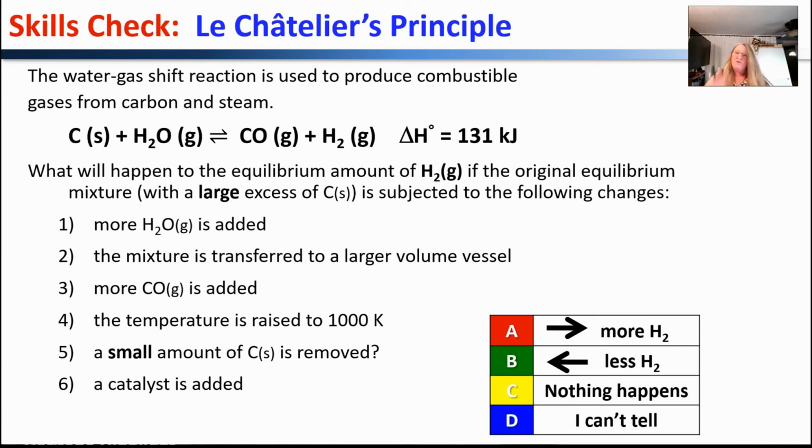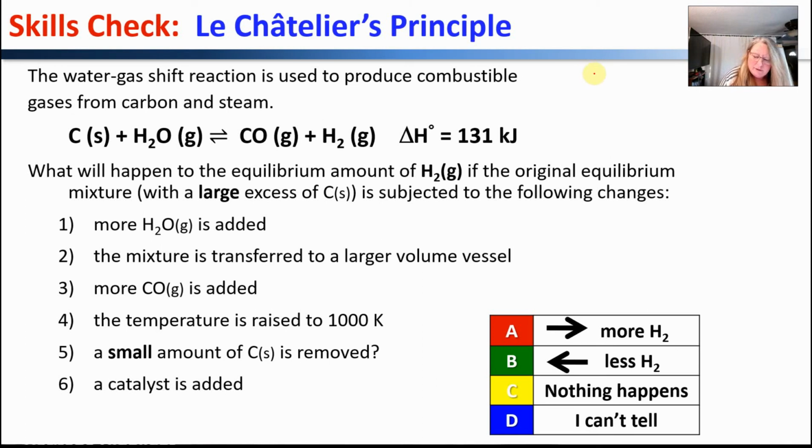when I transfer it to a larger vessel, when more carbon monoxide is added, when the temperature is increased, or a small amount of carbon is removed, or a catalyst is added. So your choices are A, B, C, D. Go through and decide what's going to happen and then come back.